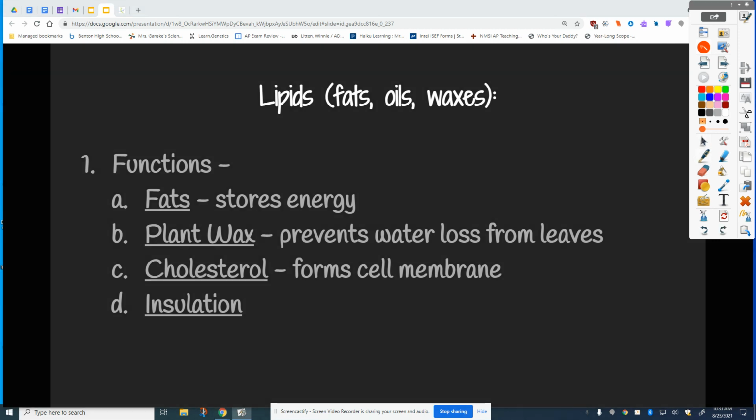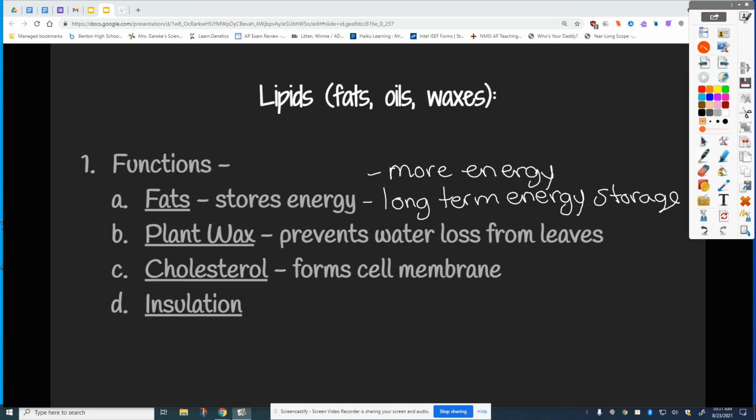Now let's talk lipids. Lipids are fats, oils, and waxes. And they have lots of different functions. Fats store energy. They're long-term energy storage. And can also store more energy per gram.